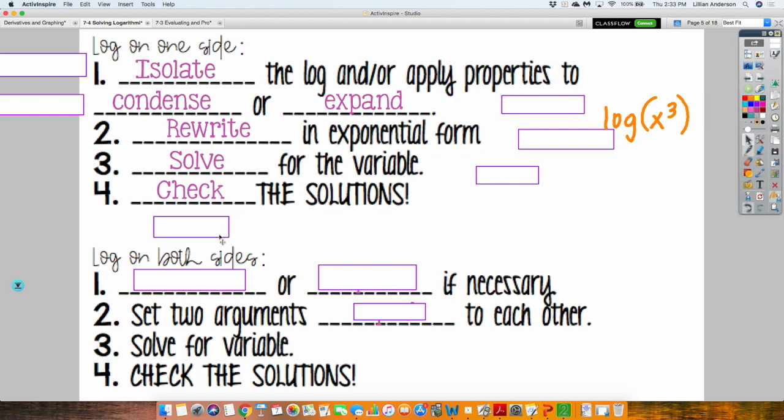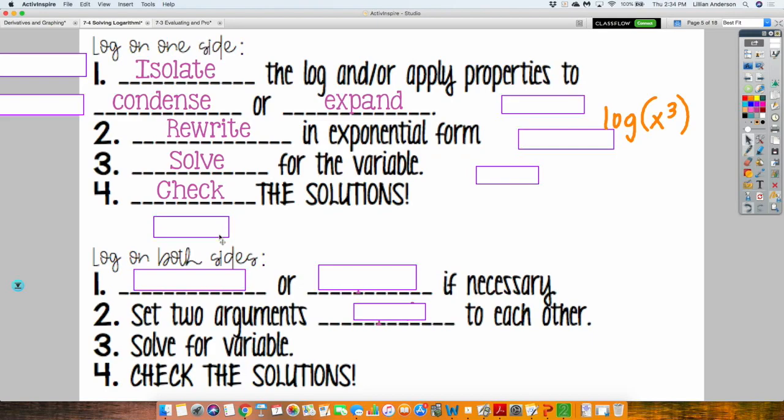The reason why you check your solutions is because you cannot take the log of every type of number. To be more specific, you cannot take the log of a negative number or 0. I'll say that again. You cannot take the log of a negative number or 0. So that means that when you get your solution, you want to plug it back into the original equation. Because if it just so happens that it simplifies down to be log of -3, well, you can't do that. You can't have that. Okay? You cannot take the log of a negative number. So in that case, that wouldn't be one of your solutions. It would be extraneous. Okay? So you cannot take the log of a negative number or 0.